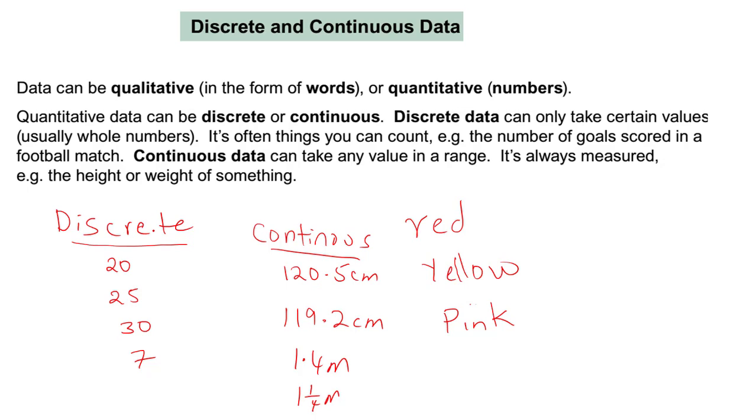Now, with discrete, you can't measure. You'll always have to count them. For example, the number of students or the number of cars. You have to count to get discrete, but you have to measure to get continuous. Okay. Now, both discrete and continuous are quantitative because they're numbers.